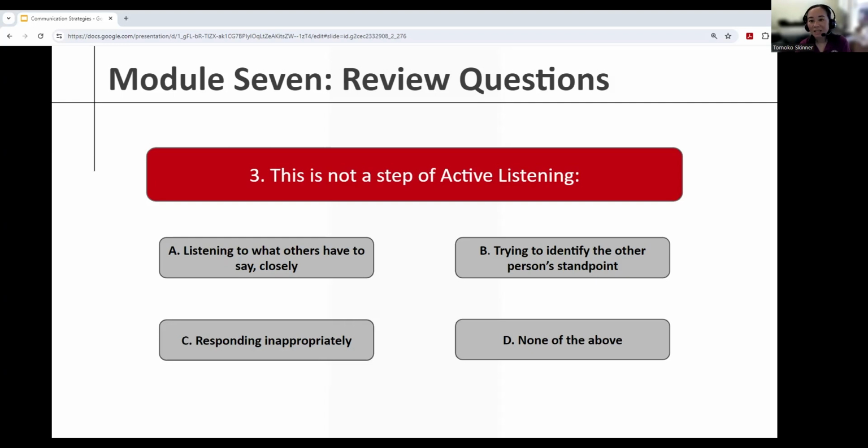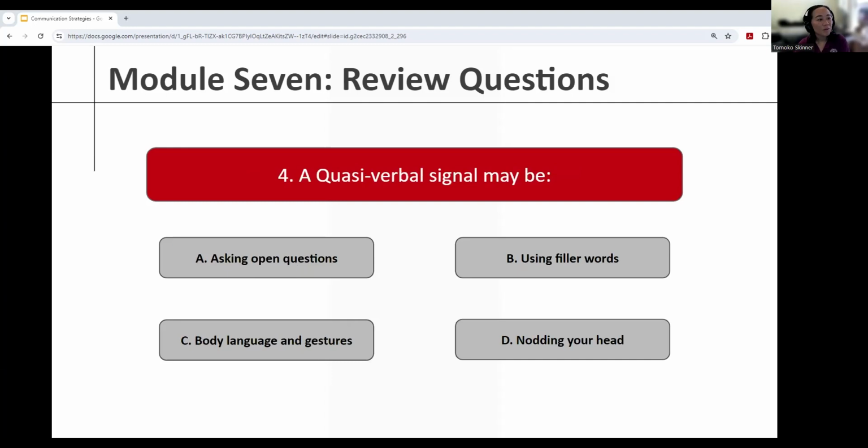Correct. C is the correct answer. When you do talk, make sure it's related to what the other person is saying. Do not respond inappropriately.